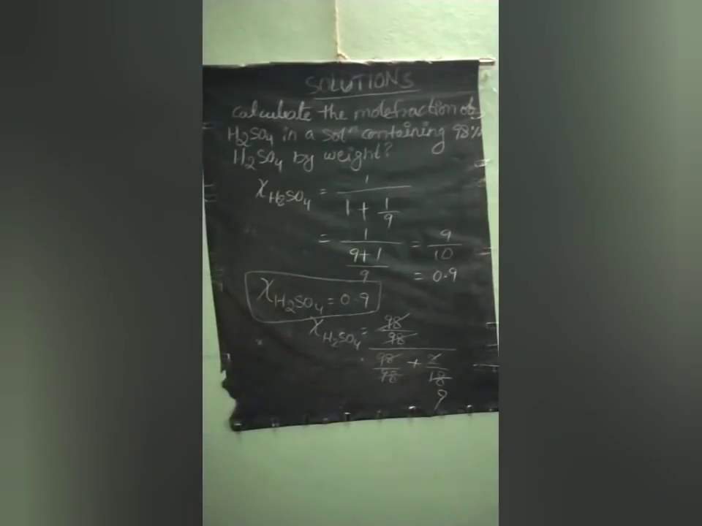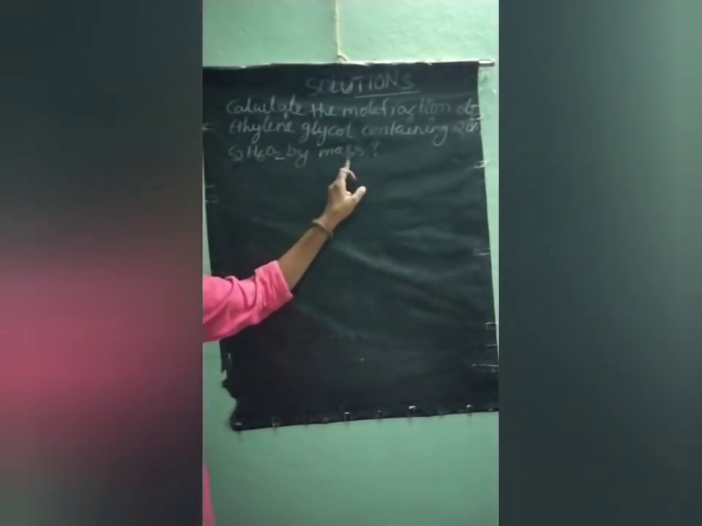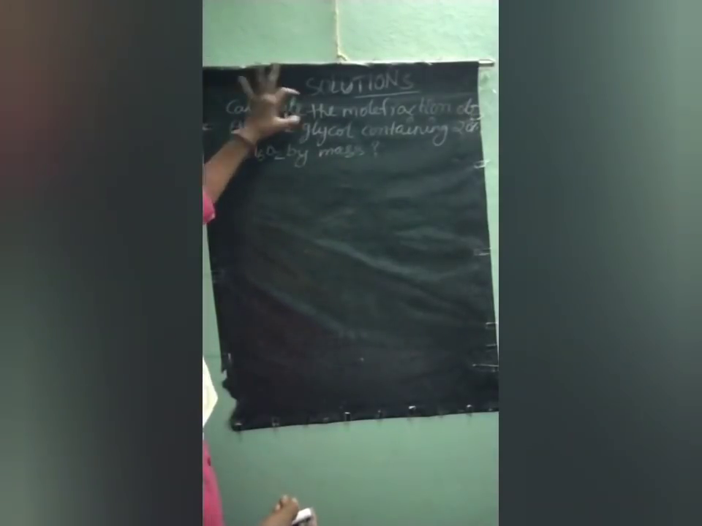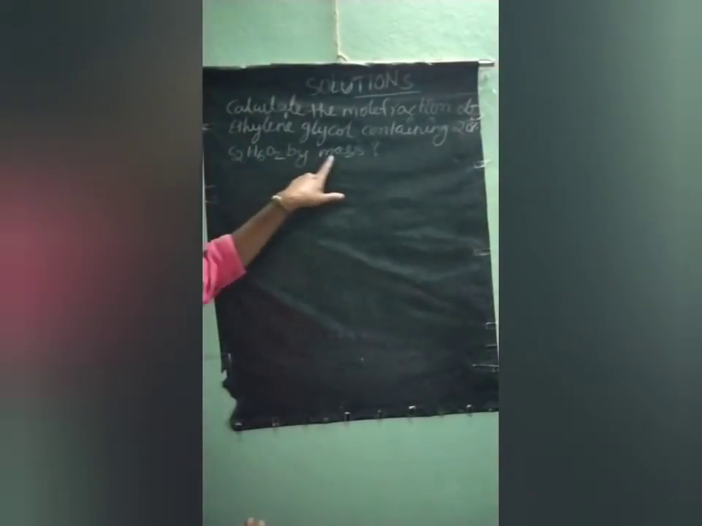Okay. Next problem in mole fraction. Calculate the mole fraction of ethylene glycol. The molecular formula of ethylene glycol is C2H6O2, containing 20% of ethylene glycol by mass. This is the final problem in mole fraction. Again, calculate the mole fraction of ethylene glycol containing 20% ethylene glycol by mass.